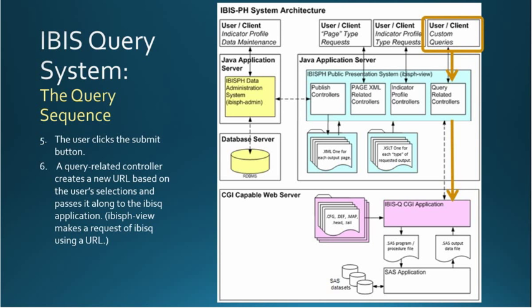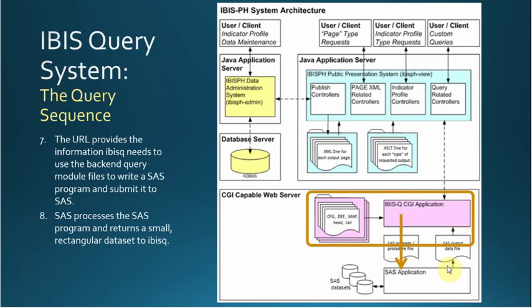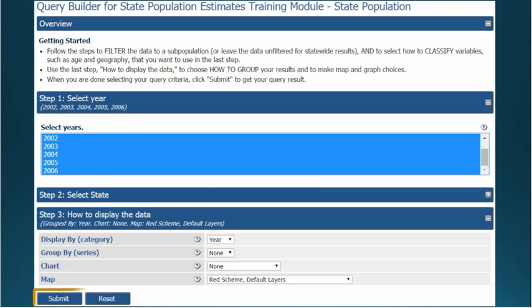In an earlier video, we talked about the IBIS query sequence and that when the user clicks on the Submit button, that causes the View application to send a URL to the query application on the back-end data server. IBIS-q parses or reads this URL and is able to write a SAS program and submit it to SAS to get the results. So this is a very important URL to understand.